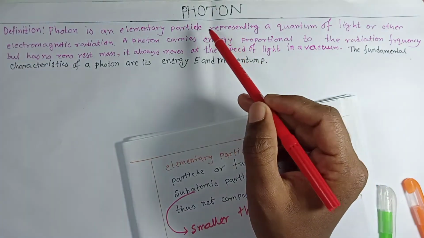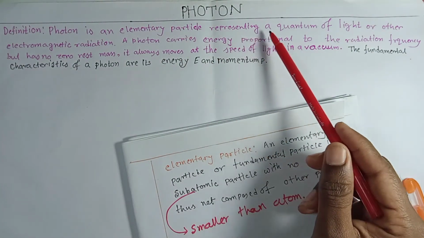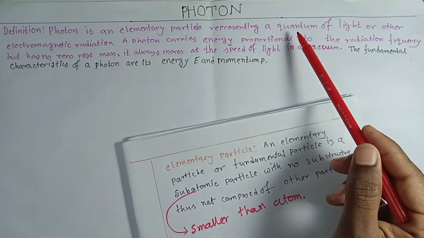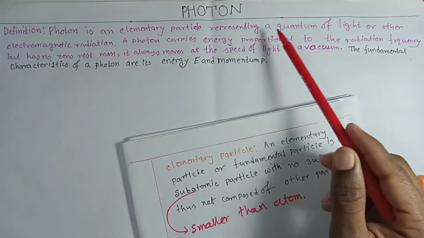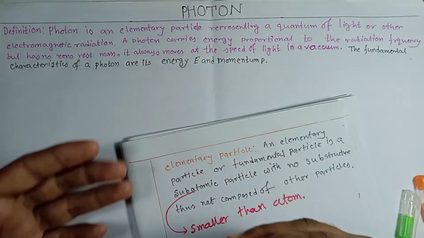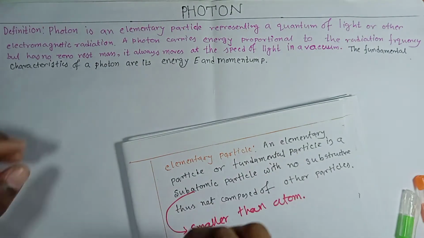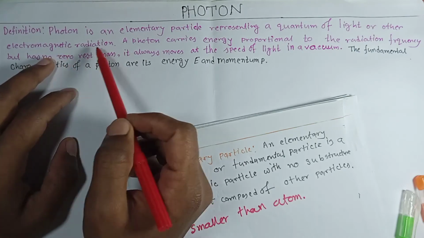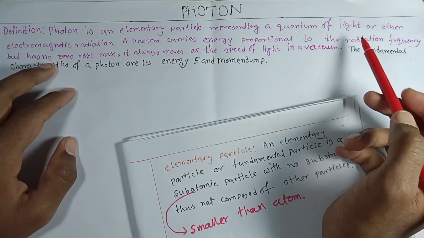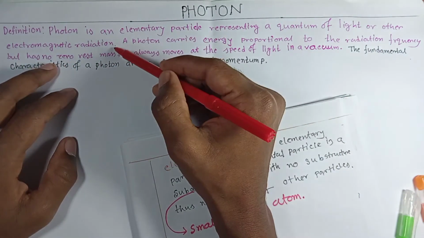So then we can say it is an elementary particle representing a quantum of light or other electromagnetic radiation. It represents electromagnetic radiation and a quantum of light. So this is the definition.